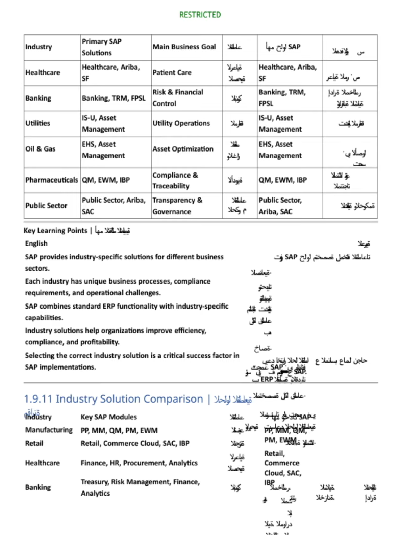Let's look at how SAP tailors its solutions to different industries. Each sector, whether healthcare, banking, utilities, or retail, faces unique challenges and goals. SAP combines core ERP functions with specialized modules to meet these needs. This approach helps organizations improve efficiency, ensure compliance, and boost profitability. Choosing the right industry-specific solution is key to a successful SAP implementation. It's not one size fits all. It's about matching technology to the business.